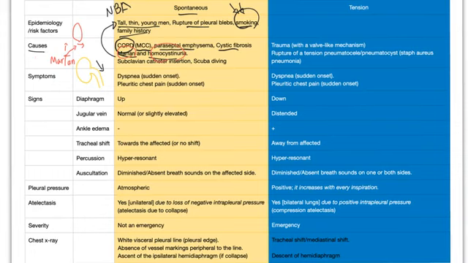What are the causes of tension pneumothorax? Trauma, baby. When someone stabs me with a knife, even though I'm innocent. Rupture of a pneumatocele or pneumatocyst. This is a cyst in the lung, and it's caused by Staph aureus pneumonia.